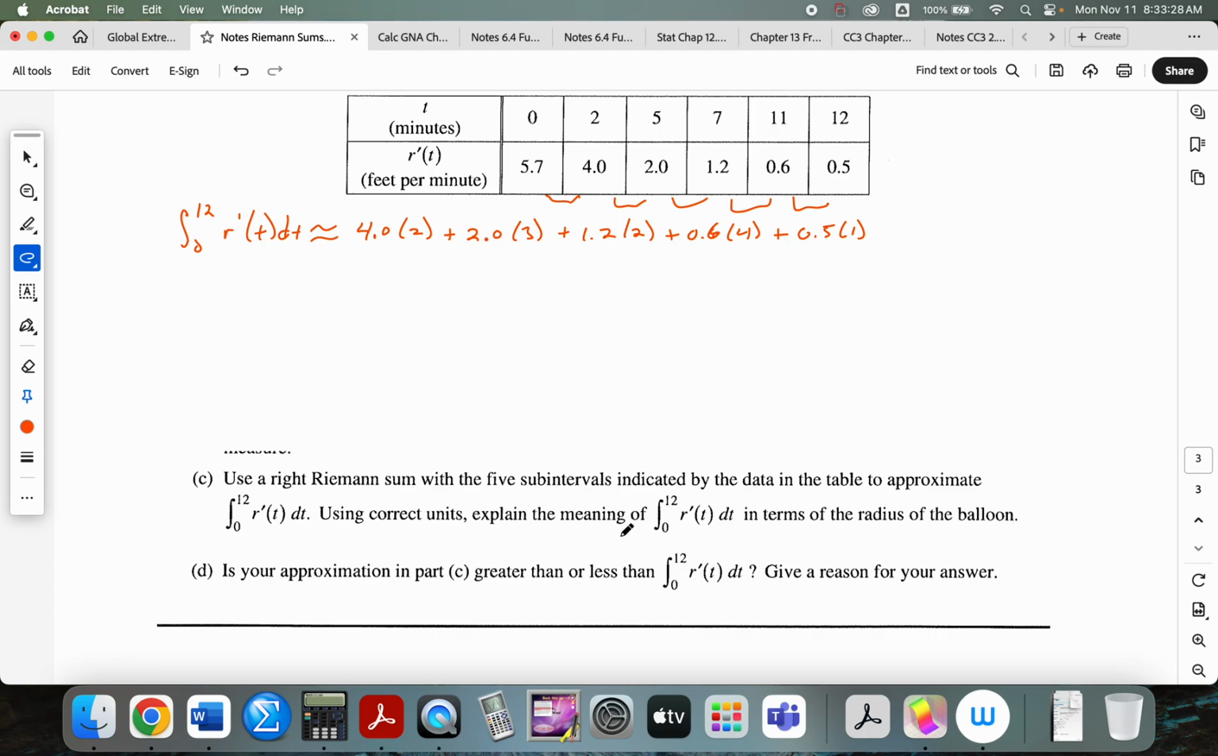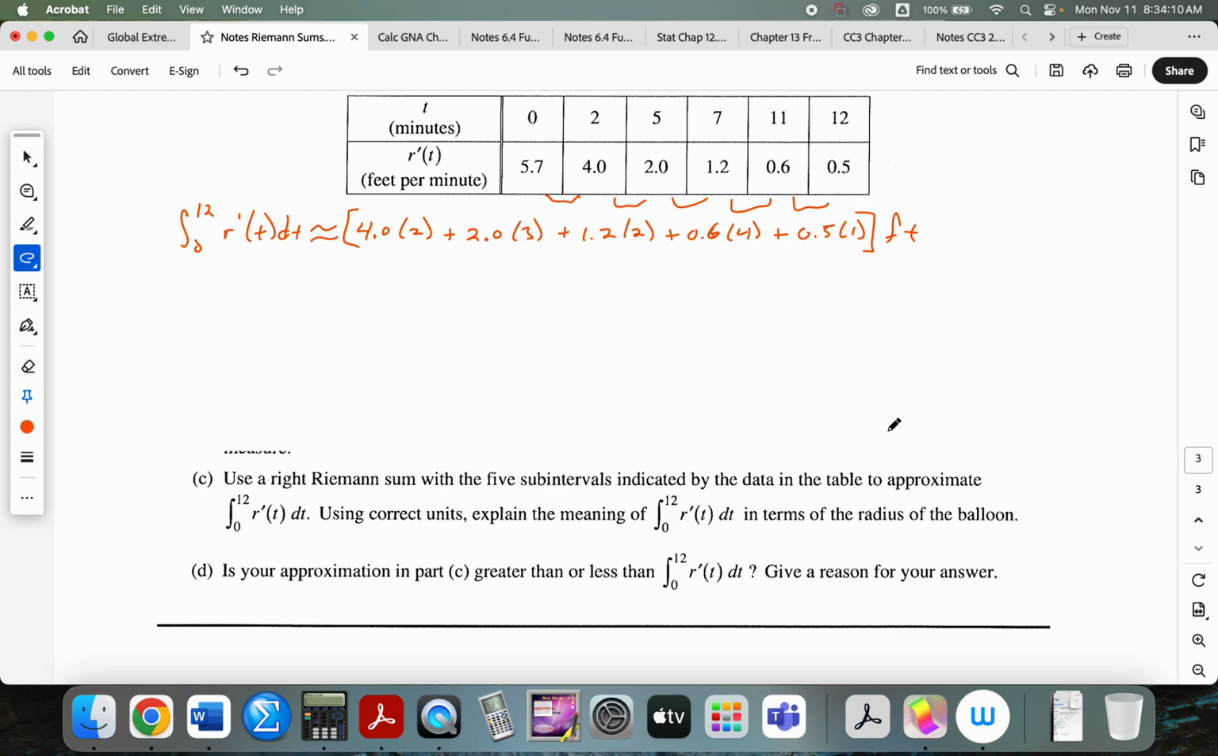It says using correct units, explain the meaning of this thing in terms of the radius of the balloon. By the way, again, this is a free response question on the AP exam. Do not, under any circumstances, take the time to figure out what this is. You can't get any more points. You can only get less. There's no reason to risk that. Well, if I'm talking about units, I'm multiplying feet per minute times minutes. So this must be feet.